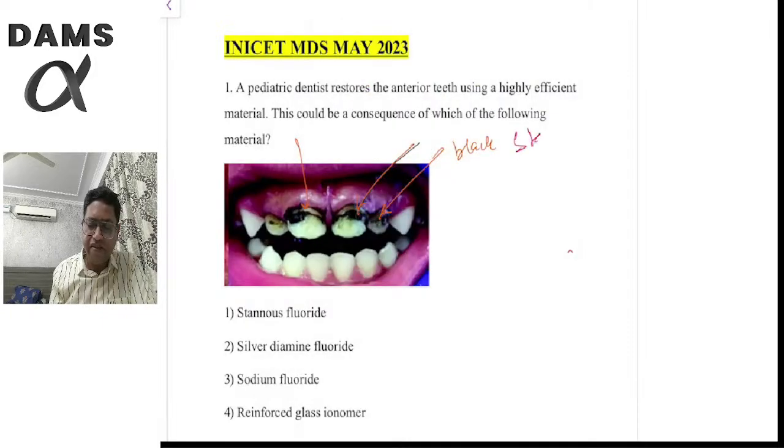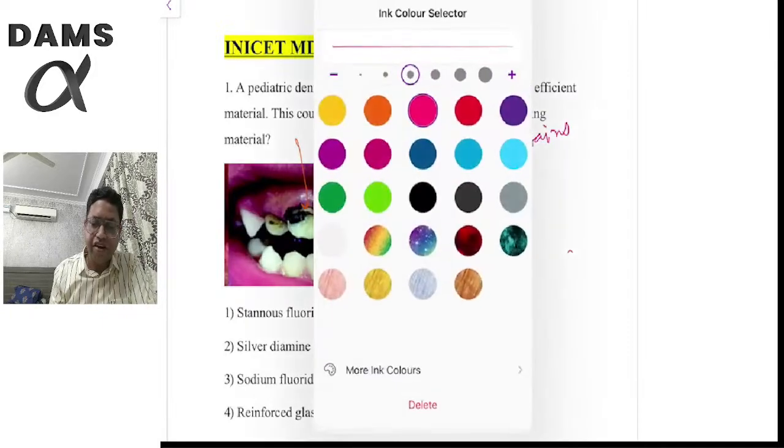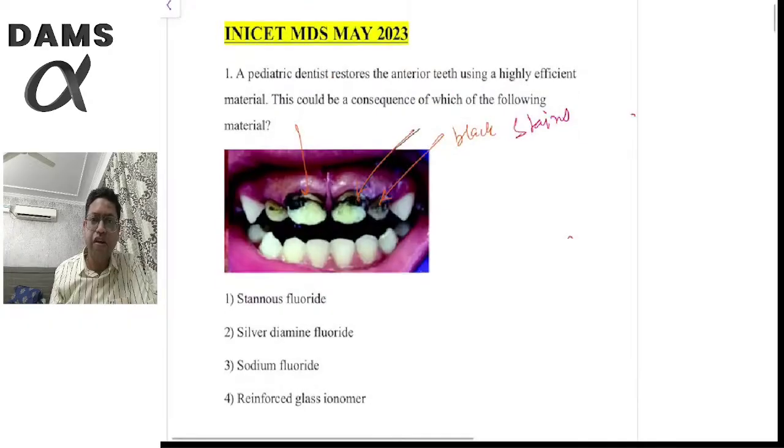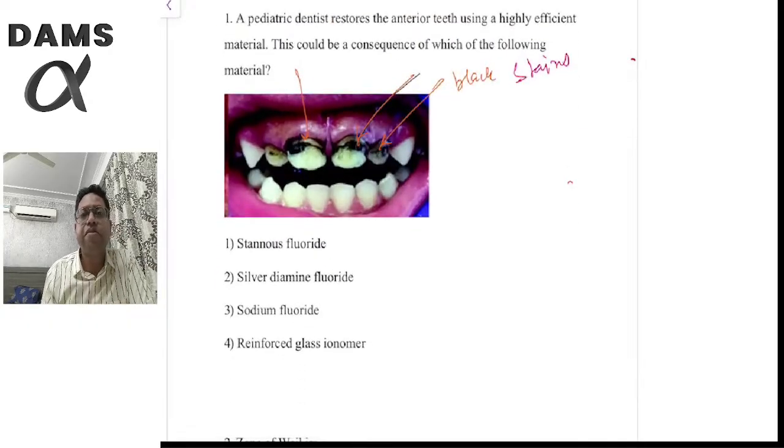The black stains on the restored material. Now, the question is asking what is the material that has been used to restore these teeth? Is it stannous fluoride, silver diamine fluoride, sodium fluoride, or reinforced glass ionomer cement?